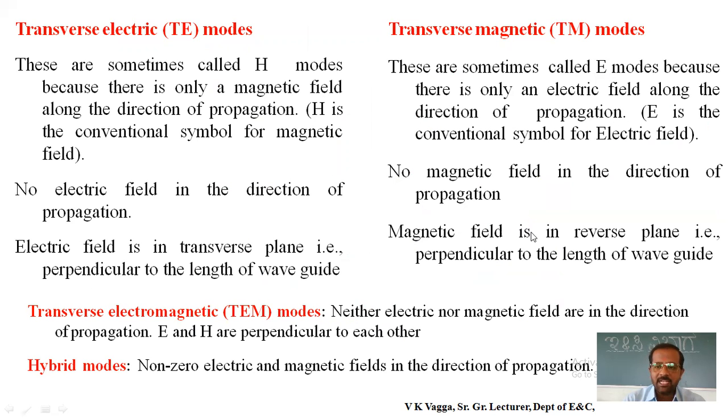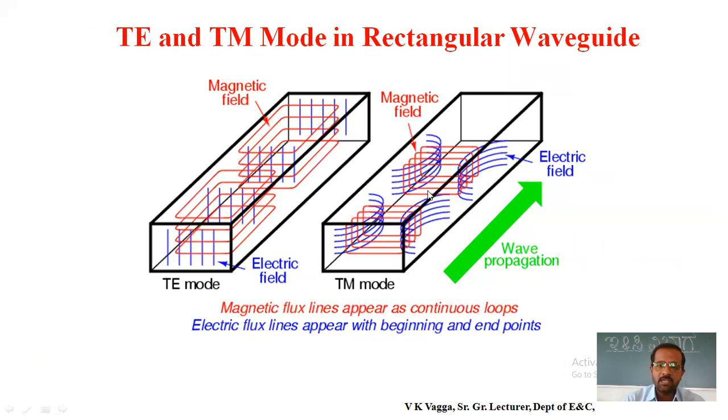The magnetic field is in the reverse plane, and it is perpendicular to the length of the waveguide. You can see in the diagram here, the blue color is used to represent the E field, the electric field. It is going to be along the direction of the propagation here. This is a half wave and this is another half wave.